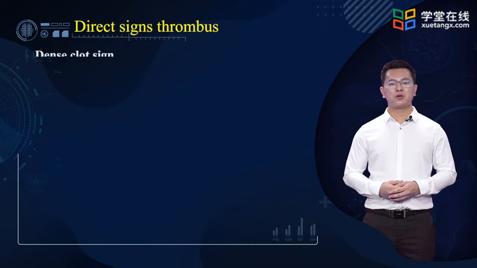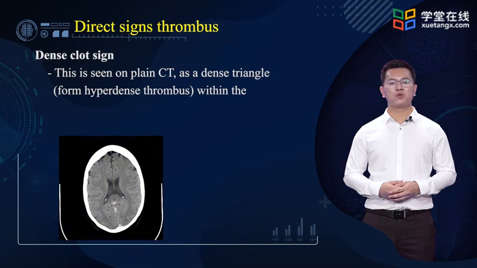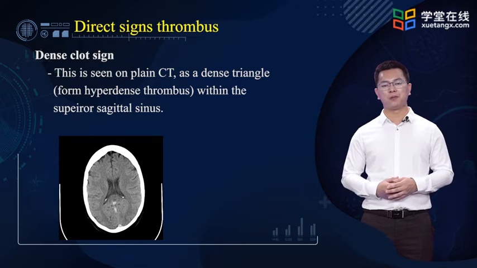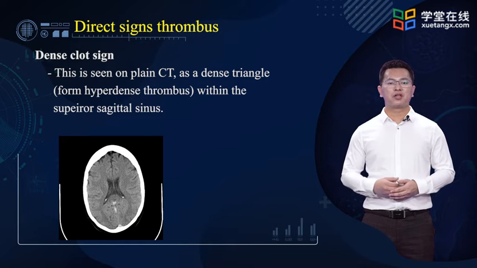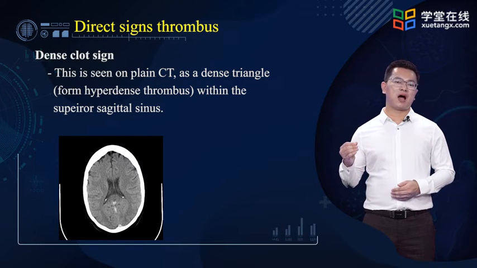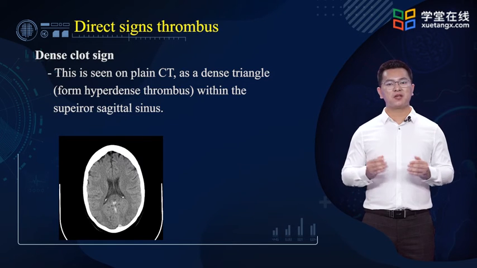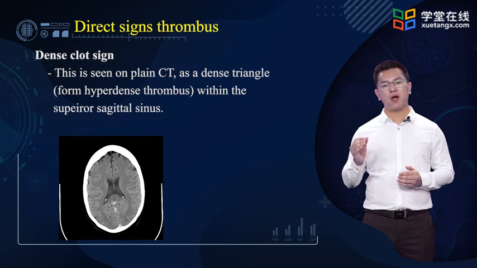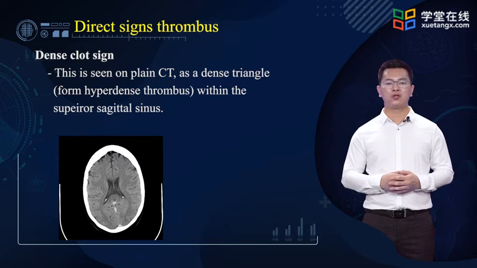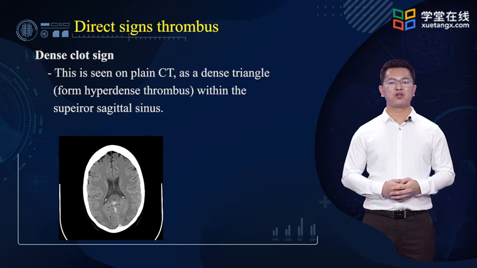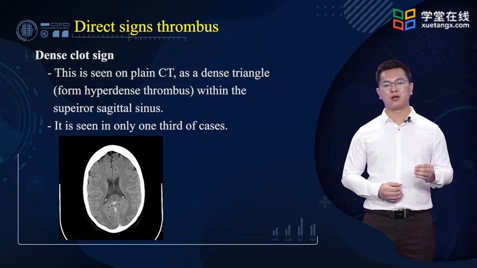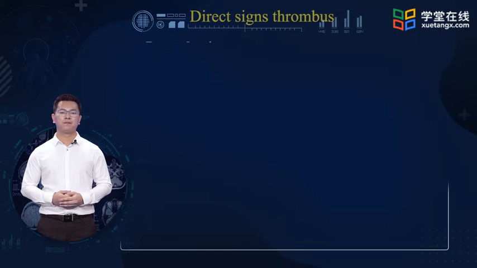The image shows the dense clot sign and also the dense triangle sign: hyperdense thrombus within the superior sagittal sinus on CT. However, we have to keep in mind that normally veins are slightly denser than brain tissue. Therefore, in some cases, it is difficult to say whether the vein is normal or too dense. So, a contrast-enhanced scan is necessary. It is seen in only 1/3 of cases.